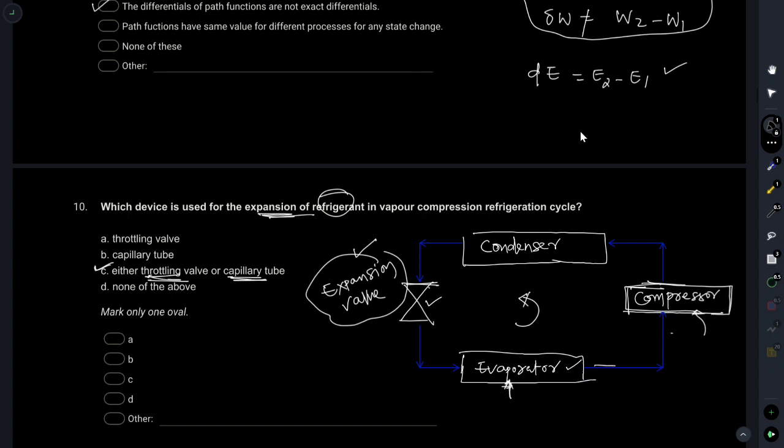Then the high temperature refrigerant moves into the condenser, where there is heat rejection from the refrigerant to the surrounding. Done. Then after that, the refrigerant is sent to an expansion valve. In that device, the expansion of refrigerant occurs. Done. So in this question, option C will be the correct answer.